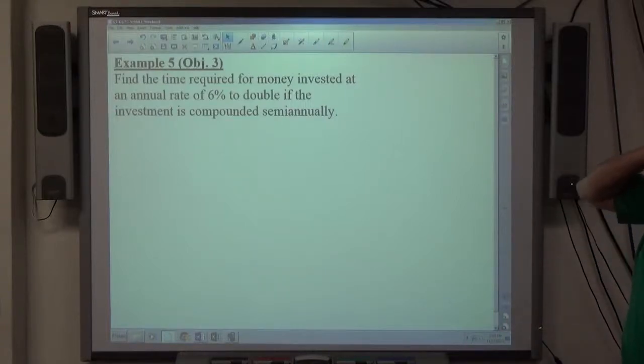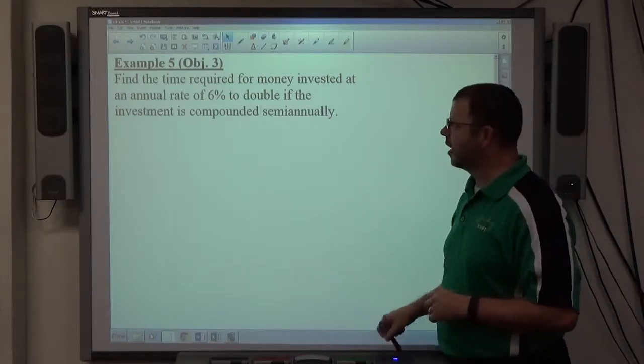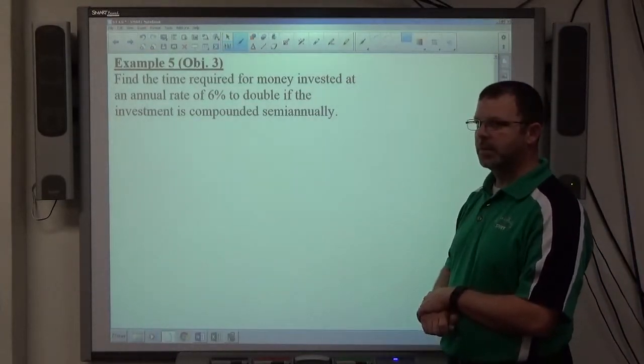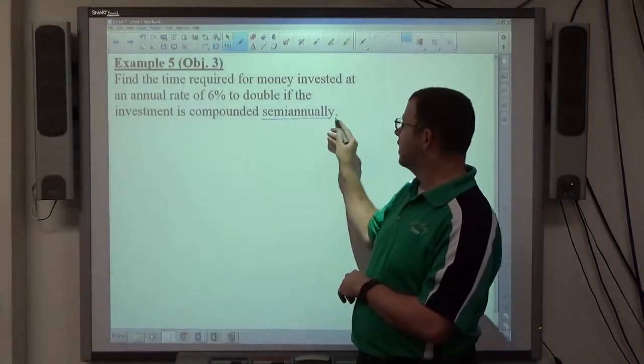Moving on to example 5. Find the time required for money invested at an annual rate of 6% to double if the interest is compounded semi-annually. So which formula should I use? The first one or the second one? First one. Semi-annually, it's not continuously, right?